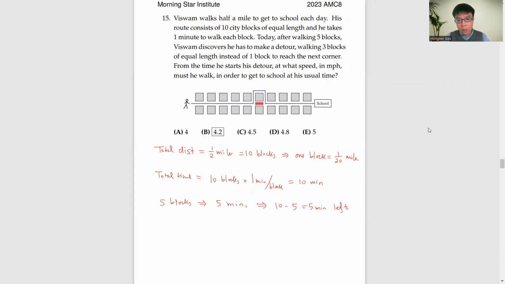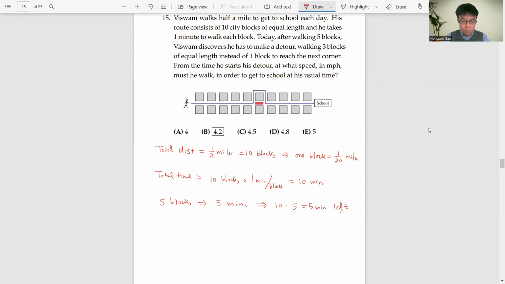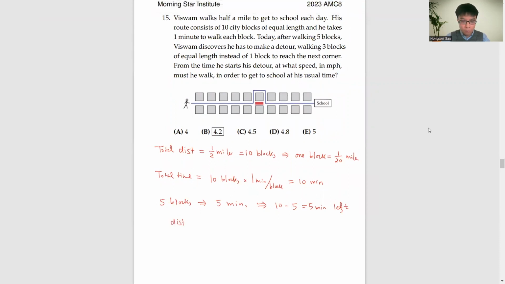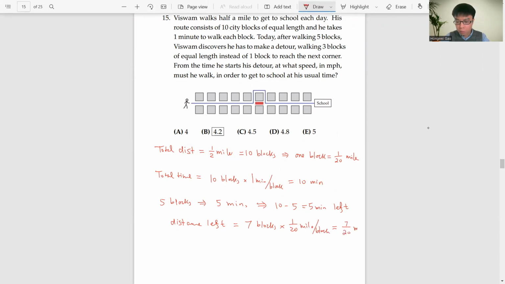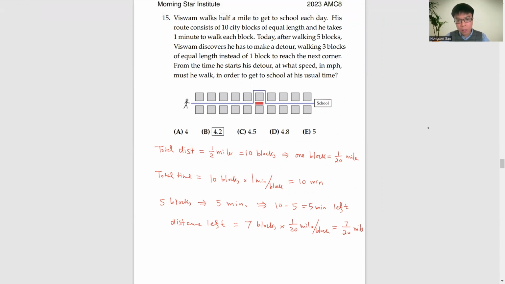But for the remaining route, distance left, it consists of 7 blocks now. But each block takes 1/20 mile. So we know the distance is equal to 7/20 mile. Based on that, we can solve the average speed in the remaining part.